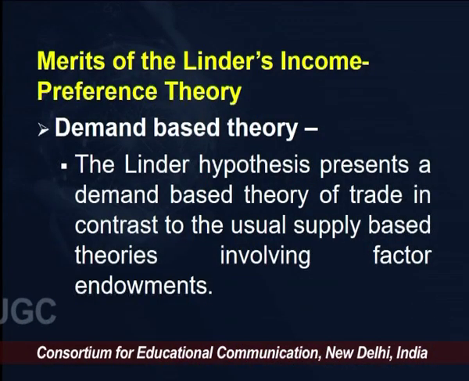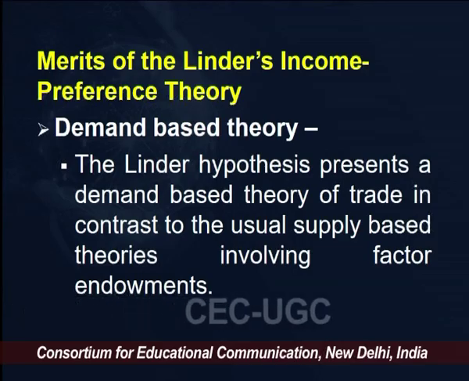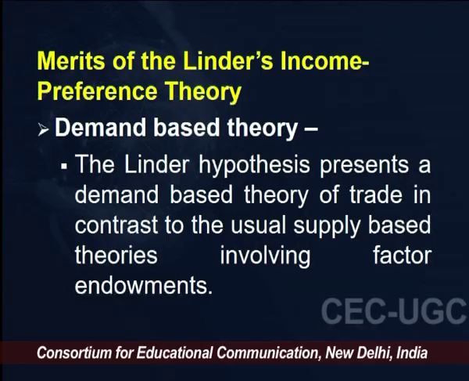Demand based theory, we can consider this Linder income theory, because there is a demand for certain kind of products in a particular country, they will sell in that country. So, the Linder hypothesis presents a demand based theory of trade in contrast to the usual supply based theories involving factor endowments. So, if high quality labor intensive products are required in USA, that is the explanation. It is not about the low quality products which will sell in USA, but high quality labor intensive products.